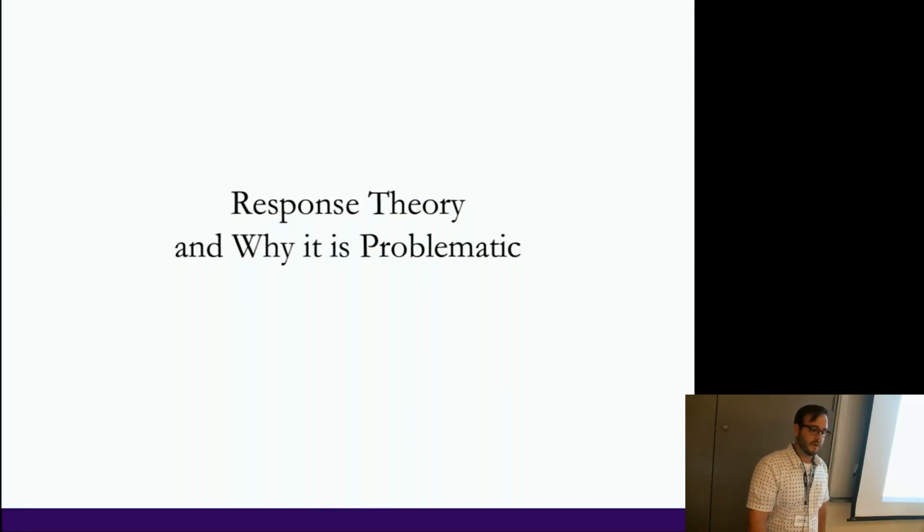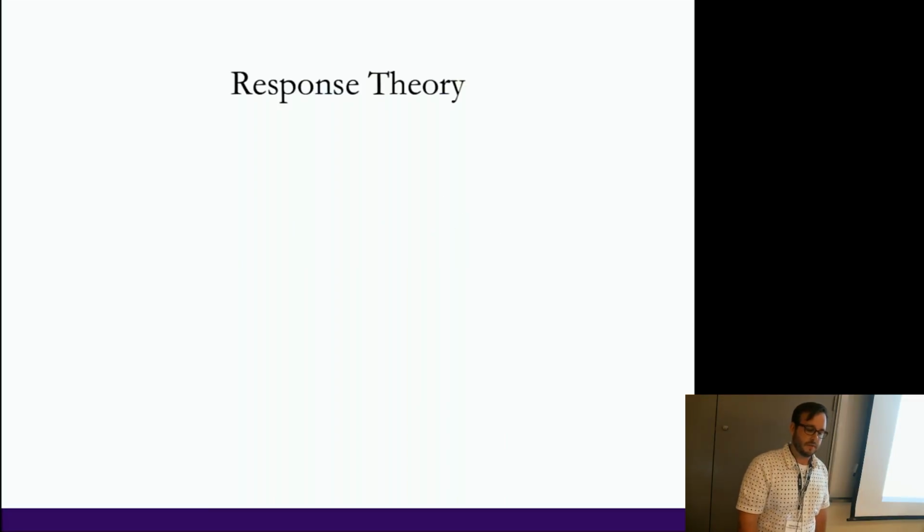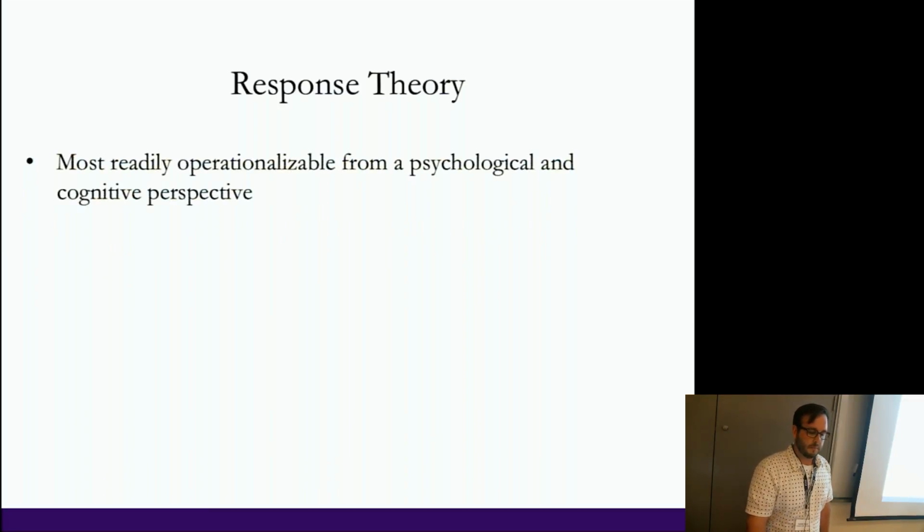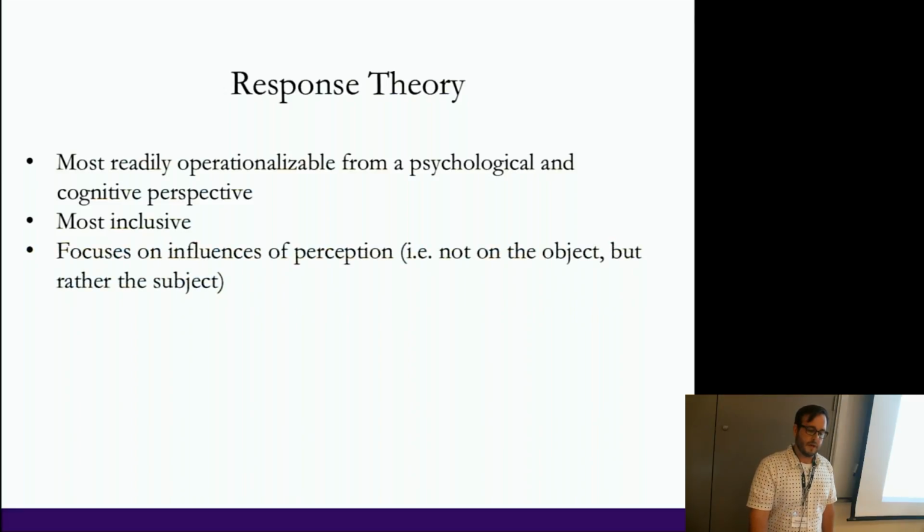So moving on with why I consider response theory problematic. I'm considering response theory because it's the most readily operationalizable from a psychological and cognitive perspective. It's the most inclusive in that it accepts anything as potentially aesthetically valuable to a subject. And it focuses on the influences of the perception: statistical learning, cultural predispositions, contextual influences, like where a piece is being listened to. But the key is that the focus is not on the object, but rather on the subject.